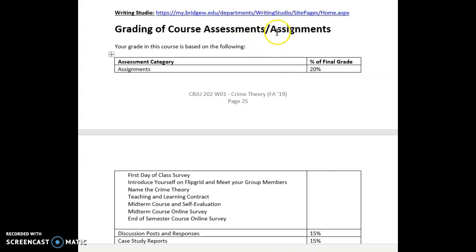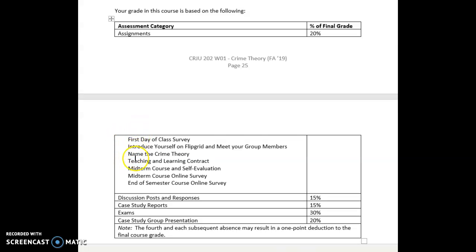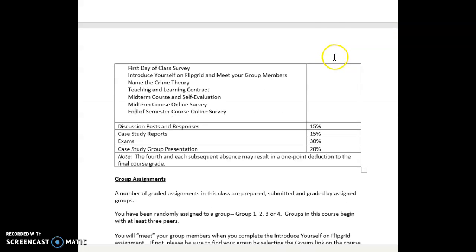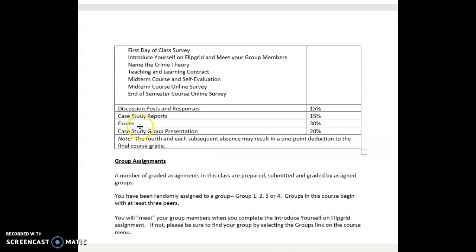Okay, to the meat. You are going to have a number of assignments. You can see them listed here. They are together worth a total of 20% of your grade. These are easy assignments. But if you don't do them, they're easy zeros, which can tank your grade. You'll be doing some discussion posts and responses worth 15%. You'll be doing case study reports worth 15%. Your exams will be worth 30%, and then there's a case study group presentation.